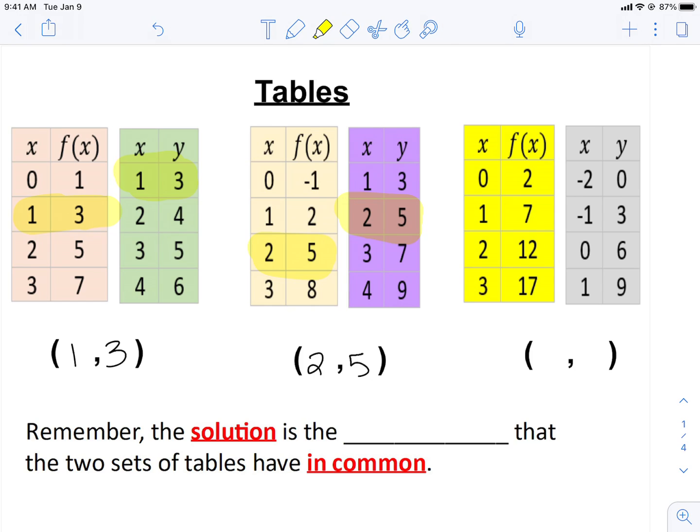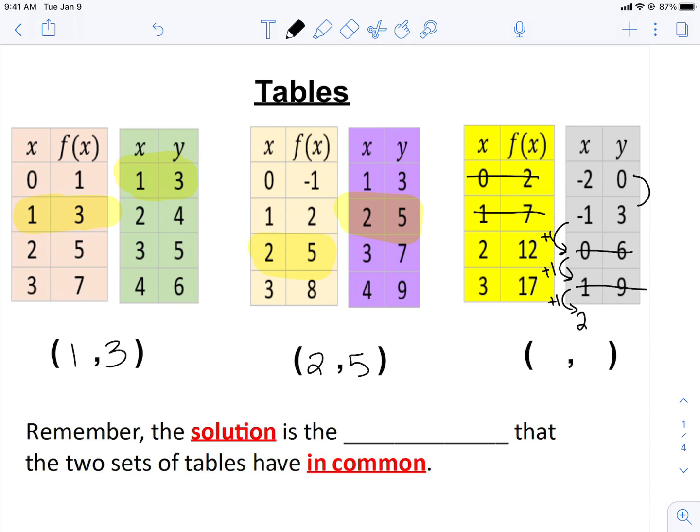Looking at this third table, I have (0, 2), which in this one goes with (0, 6), so those don't work. I have (1, 7), and this one goes with (1, 9). I have (2, 12), well, this one doesn't have a 2, so I'm going to extend that table. If I add 1 here, because the pattern with the x's was adding 1, that would give me the 2.